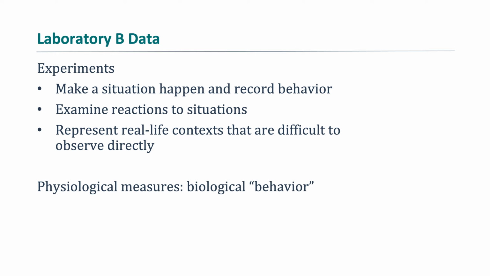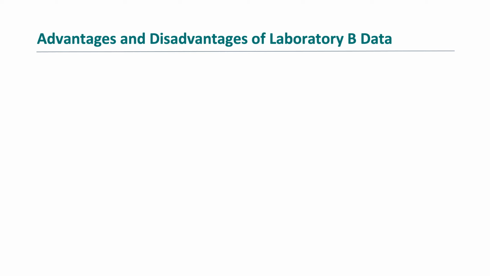Also, there could be physiological measures as well. So there's biological behavior that happens that we need to keep in mind. So we can measure things like blood pressure, or we can look at heart rate or galvanic skin responses. We can look at those as well in experimentation, which is really great. And this is also some behavioral data that we can observe as well. But again, even laboratory data has advantages and disadvantages.